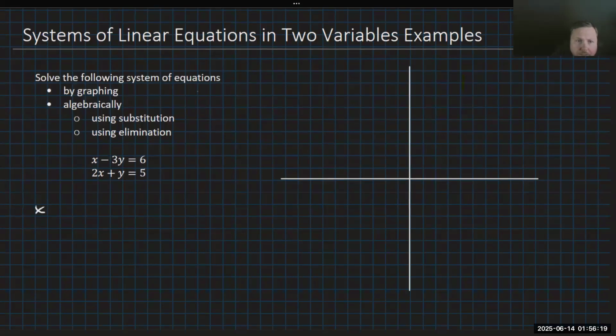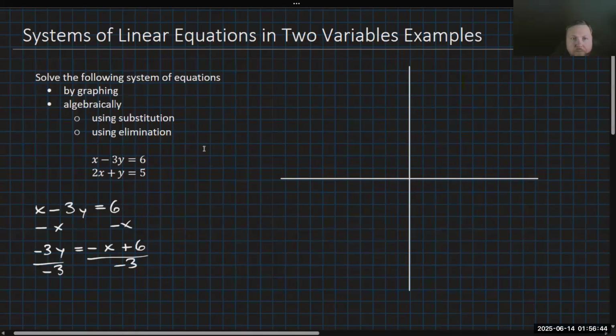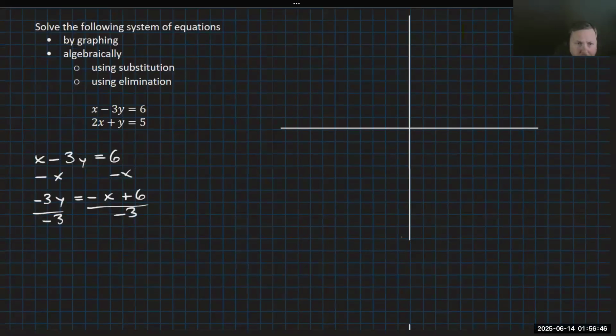So I have x minus 3y equals 6. So I'm going to solve this for y. So I'm going to subtract x from each side. So now I have 3y equals negative x plus 6. Then I'm going to divide each side by negative 3. So now I have y is equal to 1/3 x minus 2.